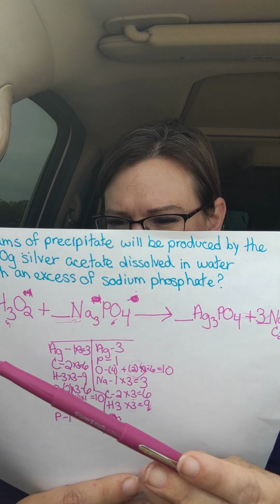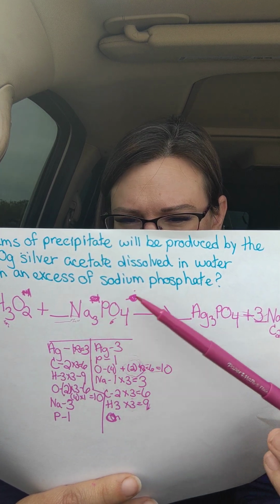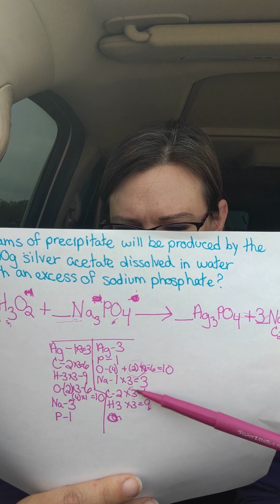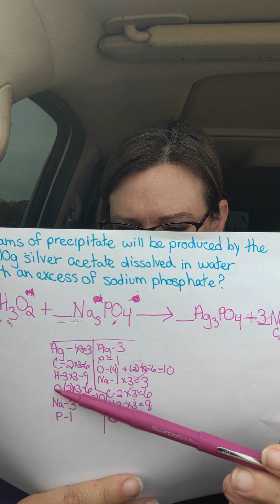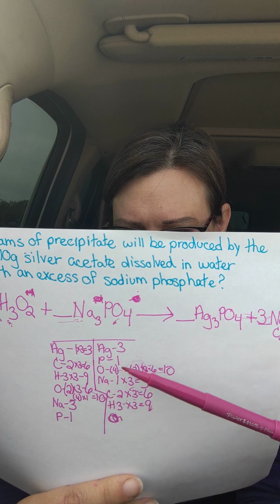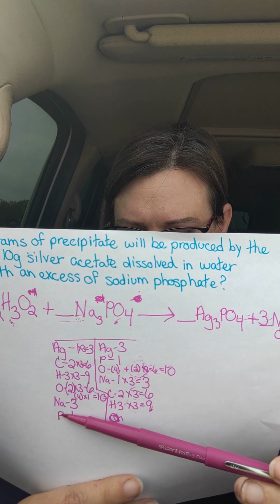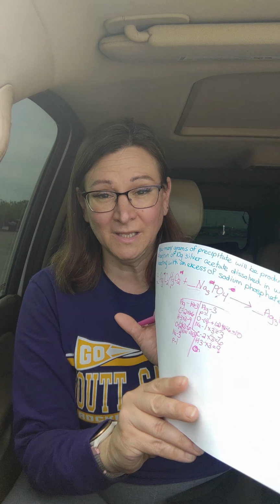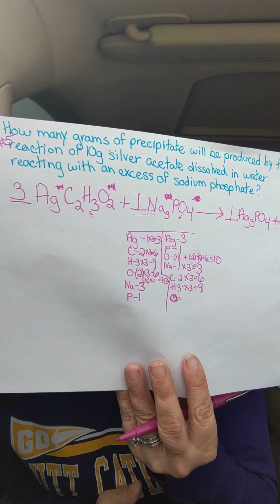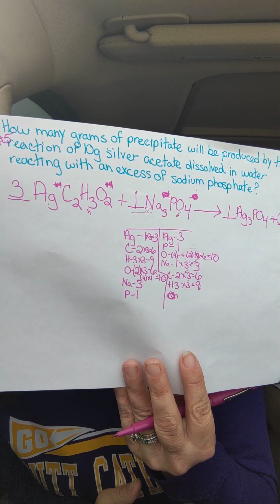So let's double check that this looks balanced. Let's check. Silver 3, 3, carbon 6, hydrogen 9, oxygen 10, sodium 3, phosphorus 1. All right, so we are balanced. So we'll throw our 1s in front of sodium phosphate and in front of silver phosphate. Alright, so that is our balanced equation.